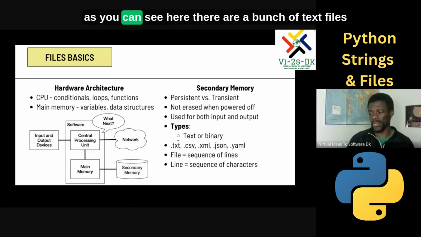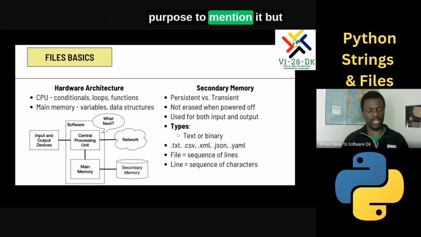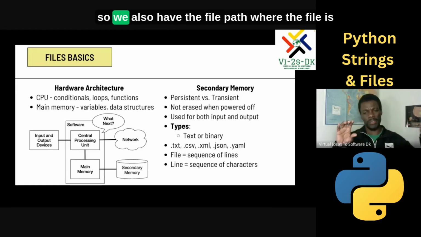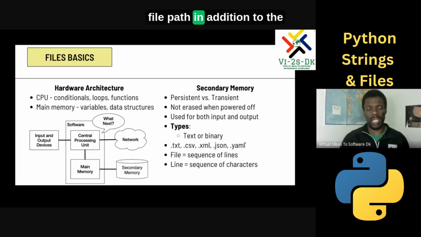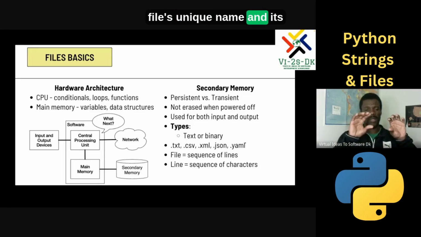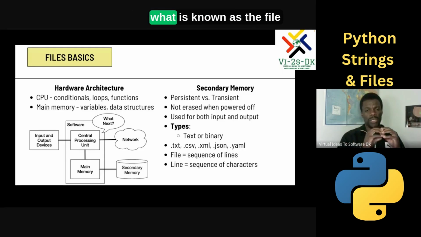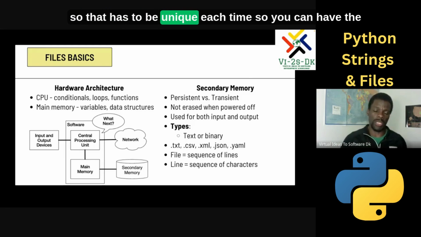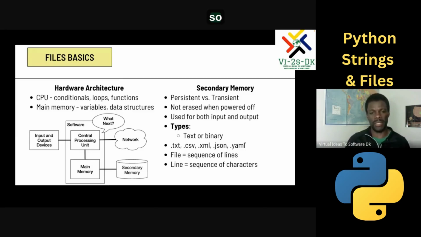So the text files, as you can see here, there are a bunch of text files. A file usually has a file name and an extension, okay? We also have the file path, where the file is located. The file path, in addition to the file's unique name and its actual extension, combines to give you what is known as the file path or the file name, okay? So that has to be unique each time. You can have the same name, but in a different folder. That's totally fine because it has a different path.